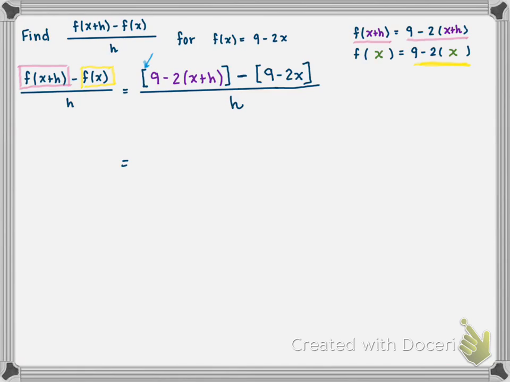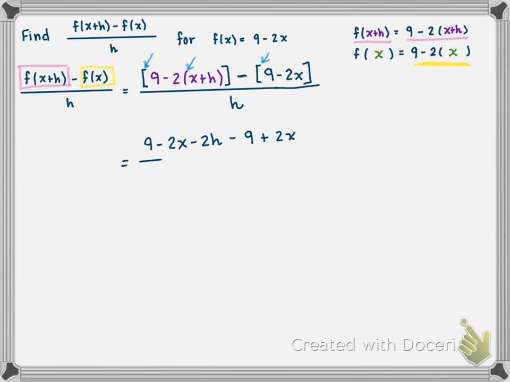And then, so I have 9 minus, and then this set of parentheses, there's a -2 out front, so that has to be distributed in order to get rid of that set of parentheses. And that's the only operation I have to worry about. So 2x minus 2h. Then I'm on to this set of brackets. And again, there's a negative in front of them, so I have to distribute the negative in order to get rid of those brackets. So minus 9 plus 2x.